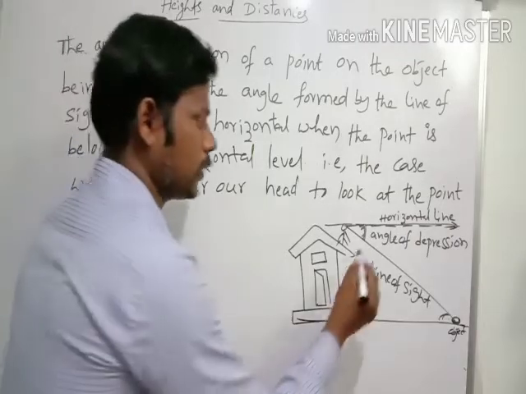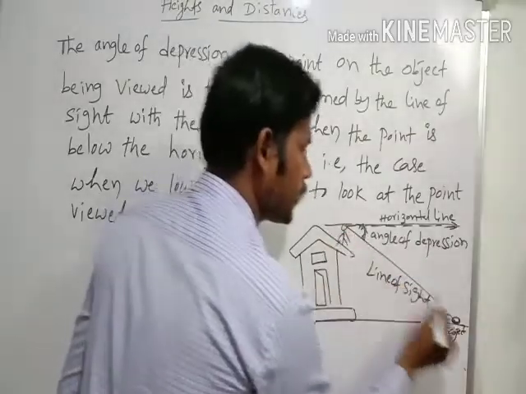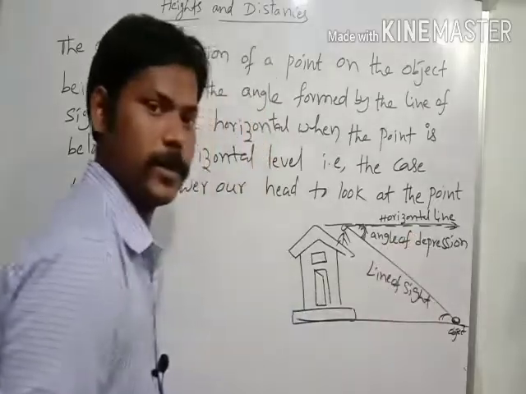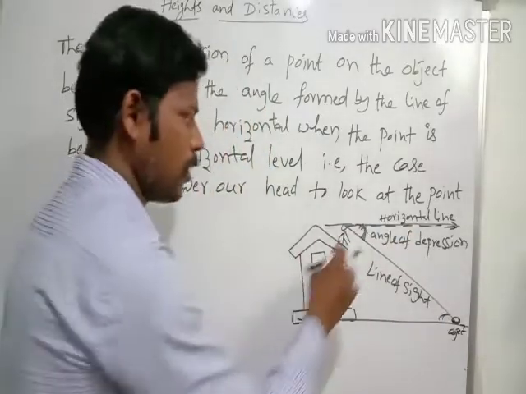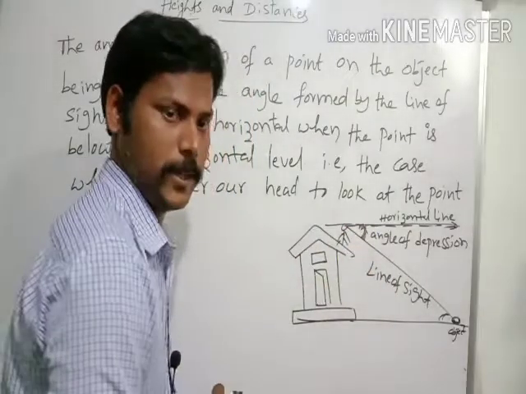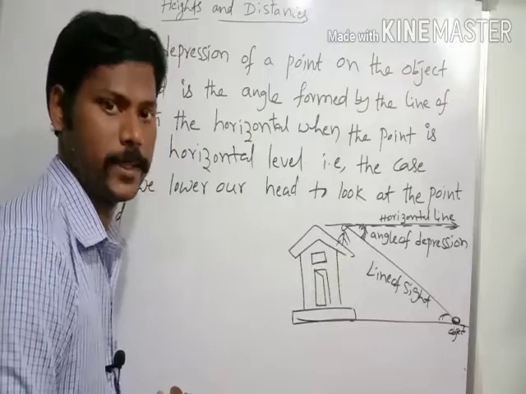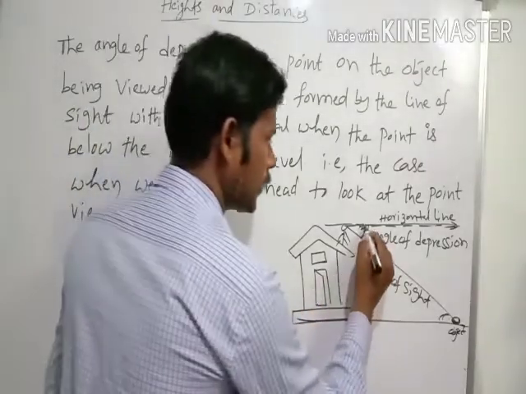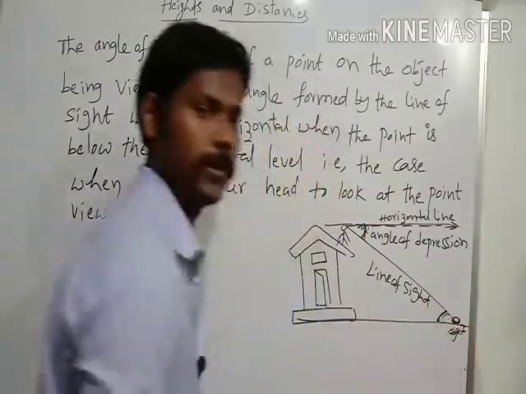Understood? See, this is the parallel line. This is the transversal. One is on the left side of the transversal, one is on the right side of the transversal. Both are also interior. So these angles are called what? Alternate interior angles. Then alternate interior angles are what, children? Equal. So this angle of depression is nothing but here also angle of depression.